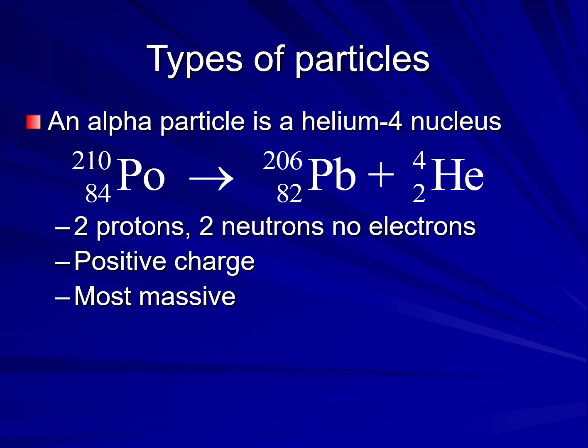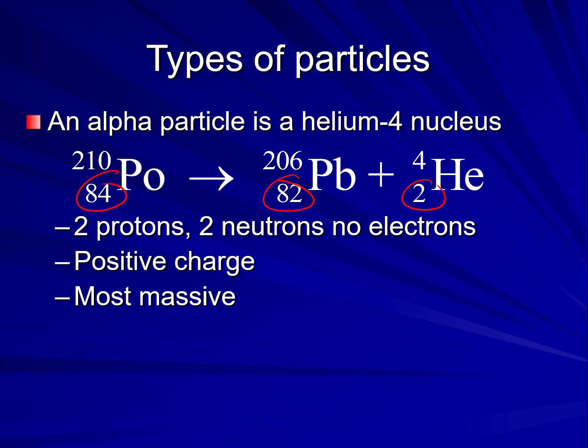Okay? So, looking at the math, look at the numbers. Remember that the numbers up top always have to add up on both sides. So this 210 has to equal that 4 and that 206. That's how these equations work. Okay? And the bottom has to add up too. That the 84 equals 82 plus 2. The top numbers equal each other, bottom numbers equal each other. That was the last question on the reading guide, if you missed it. That's what they're looking for.